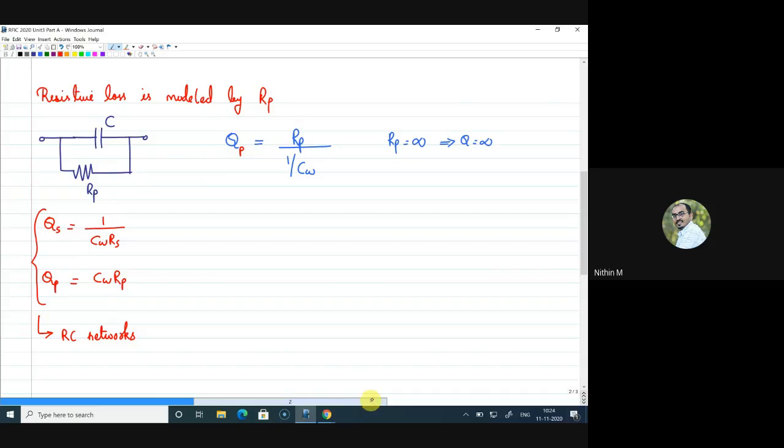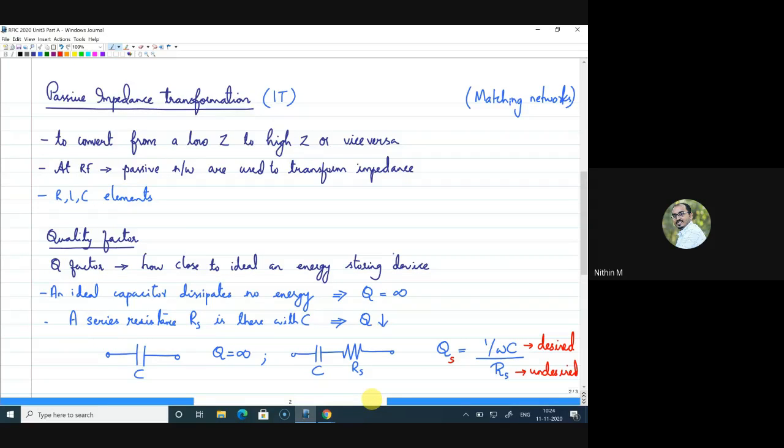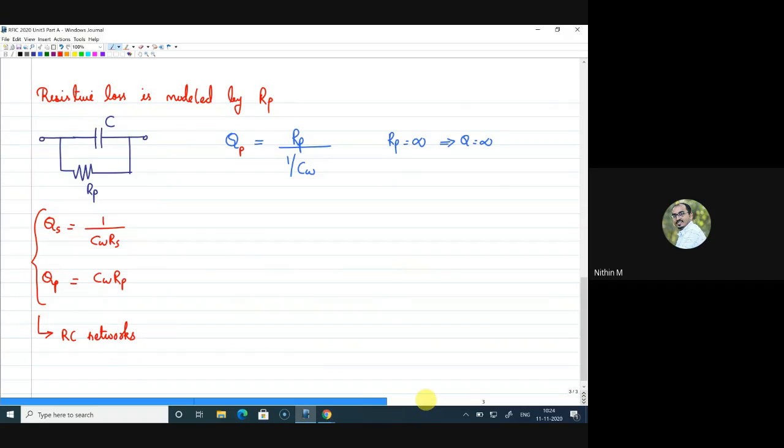So we have considered the energy storing device of a capacitor. Similarly, we can write the same thing for an inductor also. If there is an inductor, the ideal Q factor should be infinity. Now, when I consider a series resistance here, this is L and this is Rs. If I write the Q factor for this, I hope you are with me. The Q factor will be L omega by Rs. When your Rs is 0, your Q factor will be infinity.